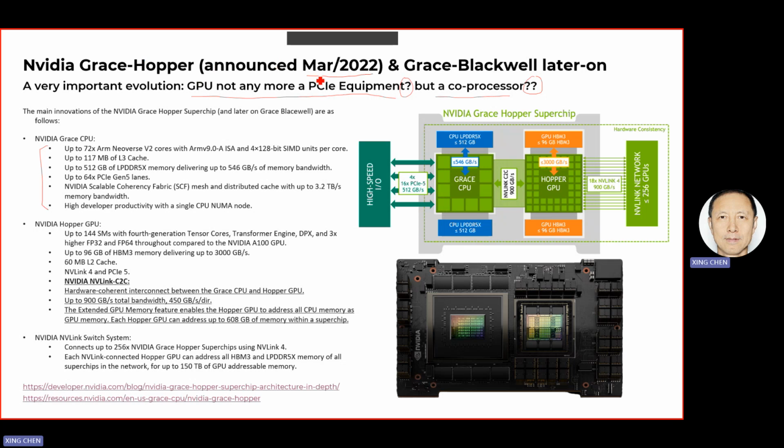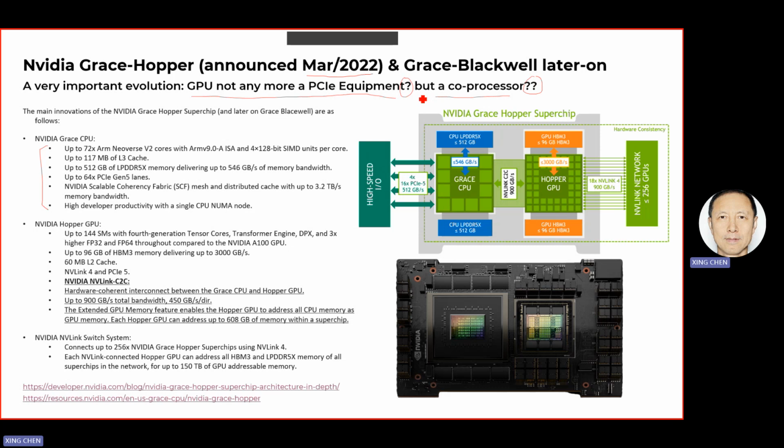Grace Hopper was announced in March 2022. And later on, NVIDIA also announced the Grace Blackwell. Grace Blackwell is very much similar to the Grace Hopper. It's the next generation of Grace Hopper. Okay, for these two series of products, there is a very important evolution. It seems that the GPU is no longer a PCIe equipment, but a coprocessor.